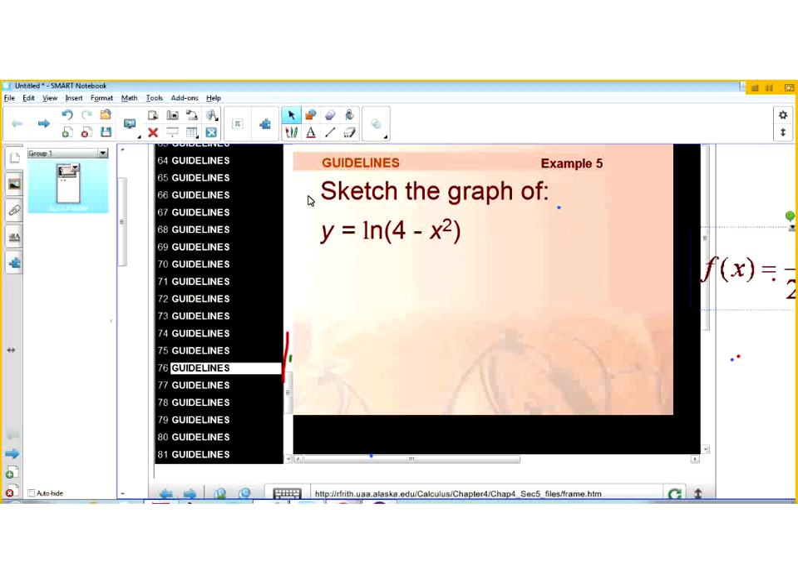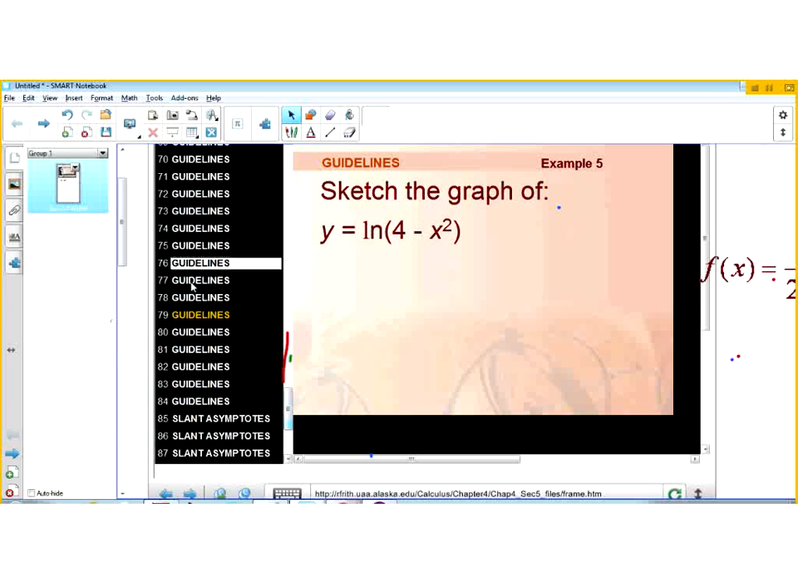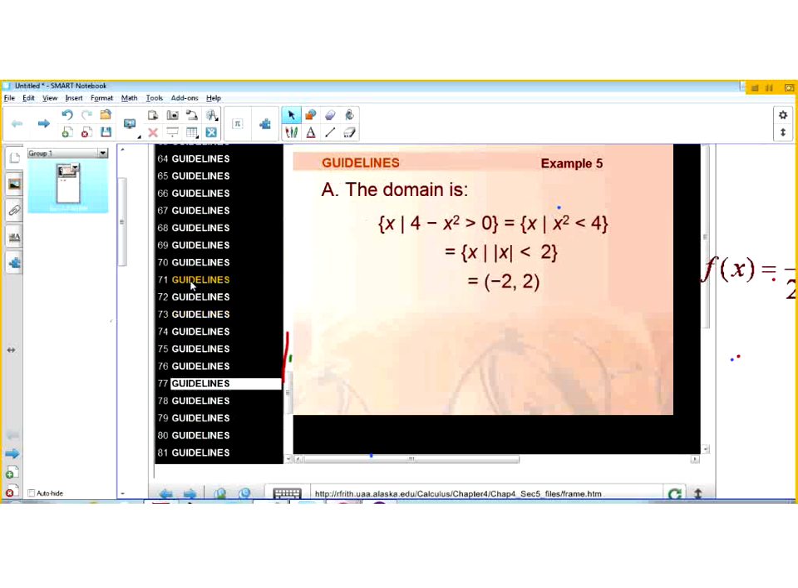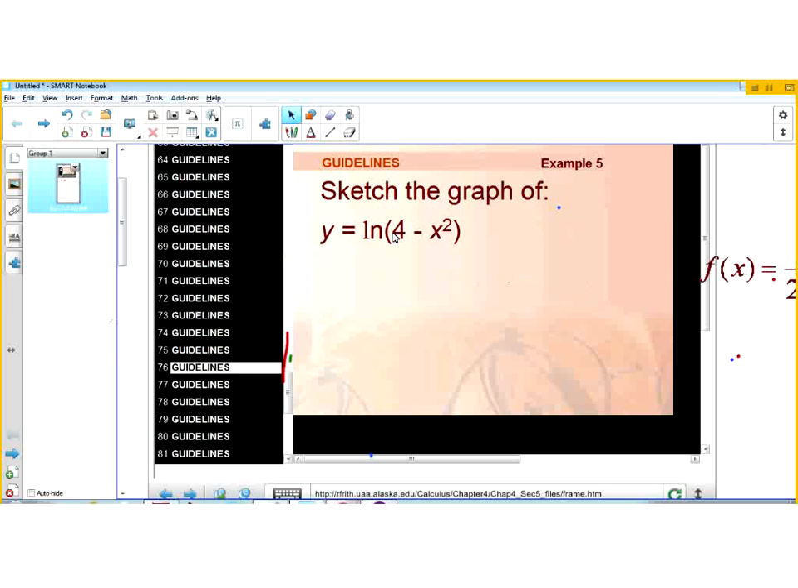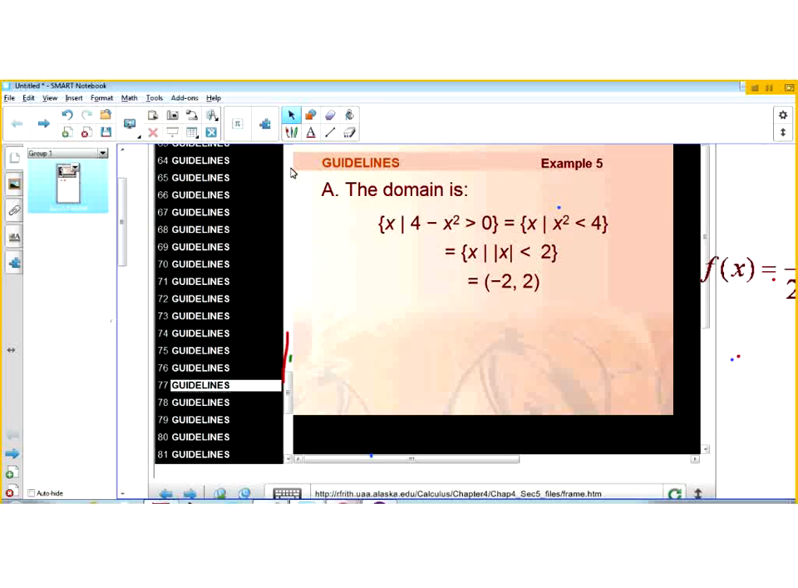So how about the natural log of 4 minus x squared? What does that graph look like? So the domain, obviously for the natural log, let me copy the function. It won't let me copy, so I'll write it. Slide 77. So y is equal to the natural log of 4 minus x squared.